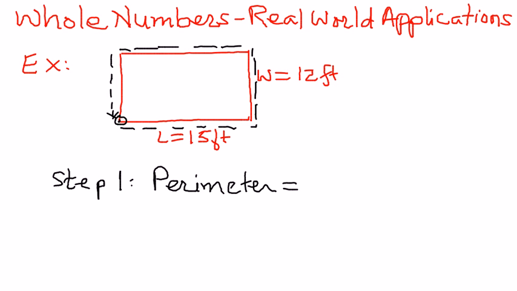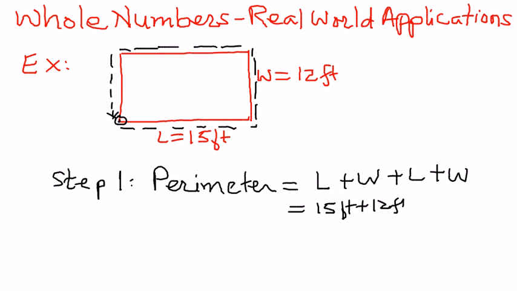So the perimeter for this particular figure will be a long side plus the short side plus the long side plus the short side. Since we have two long sides and two short sides, we're going to add up all the four lengths, and that is what the perimeter is. The long side is 15 feet, and the short side is 12 feet, and the long side is 15 feet, and the short side is 12 feet.